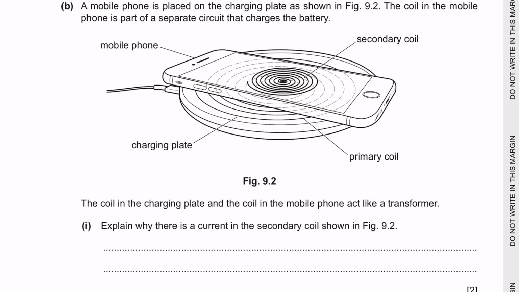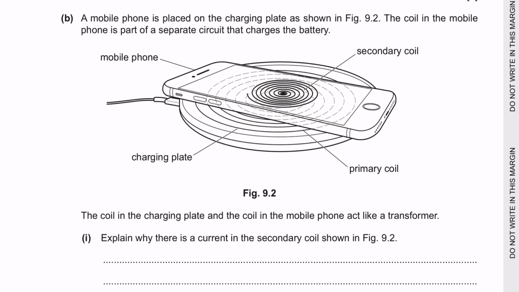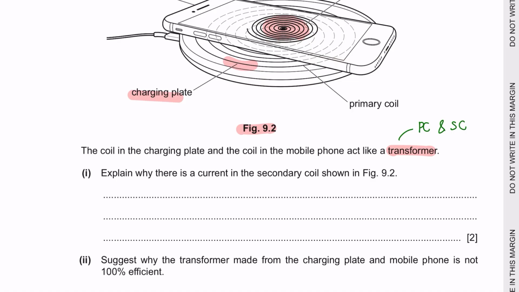Question B. A mobile phone is placed on the charging plate as shown in figure 9.2. The coil in the mobile phone is a part of a separate circuit that charges the battery. So this is a secondary coil and it comes as part of a separate circuit. The coil in the charging plate, which is this one, and the coil in the mobile phone, which is this one, act like a transformer. So a transformer usually has a primary coil and secondary coil. Question part 1. Explain why there is a current in the secondary coil shown in figure 9.2.